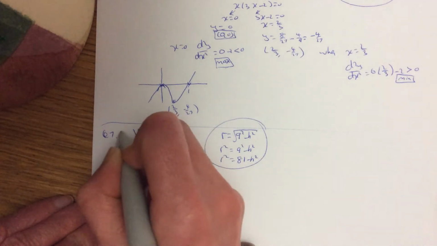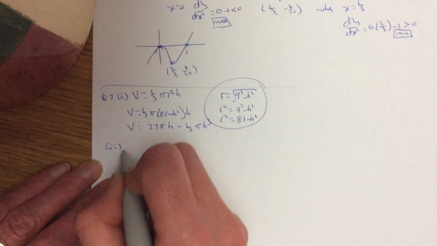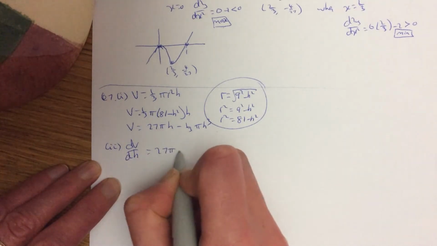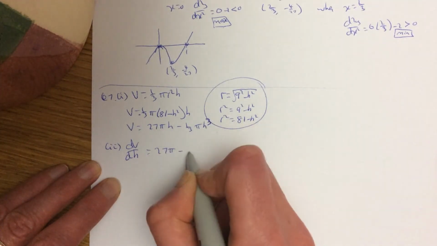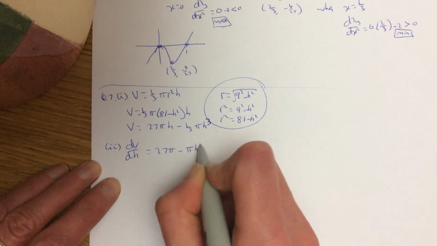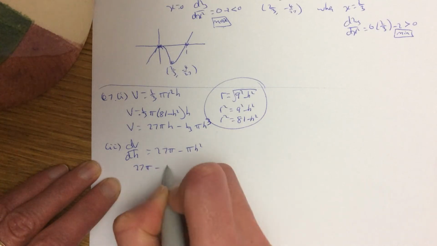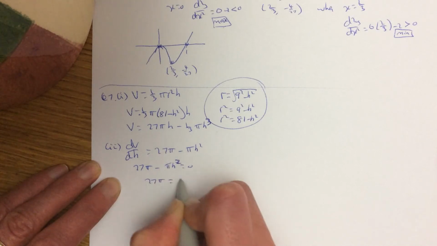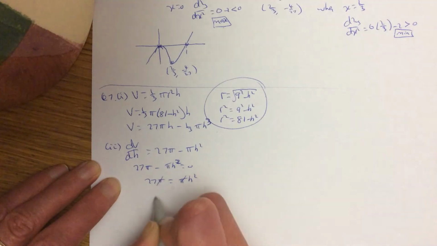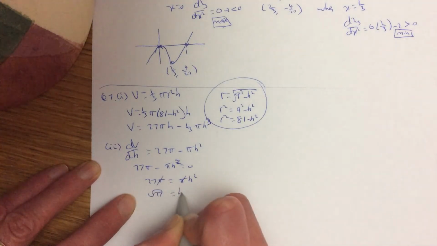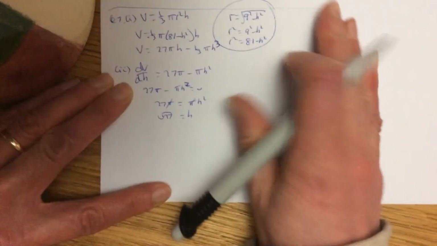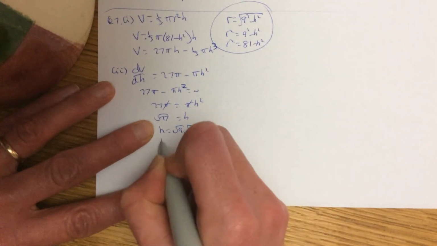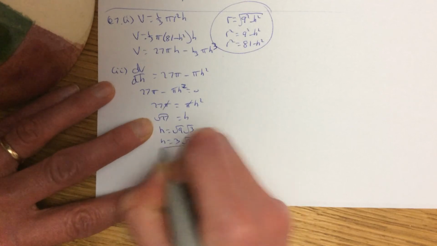Now you've got to find the max min, so it means you're going to differentiate. So dv by dh: differentiating the h, it disappears. Differentiating this, power goes to front, so 3 over 3 is 1. Put that equal to 0, and you want to find the h. So 27 pi equals pi h squared, so h equals the square root of 27. And I'm just going to take you through a wee bit of your surds here. Square root of 27 is the square root of 9 times the square root of 3. So h is 3 root 3.